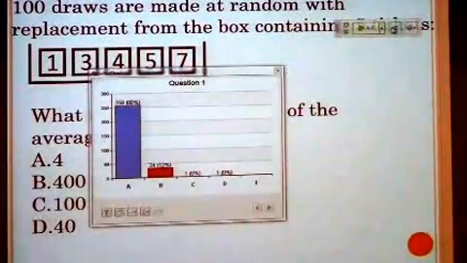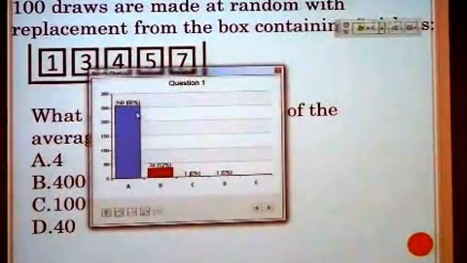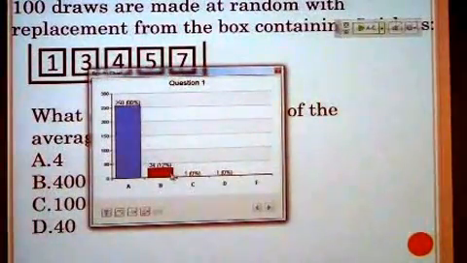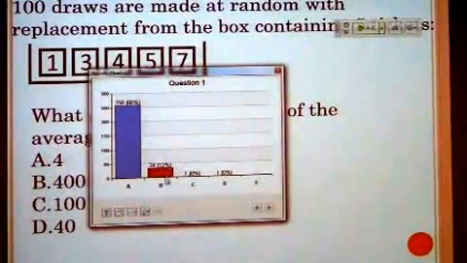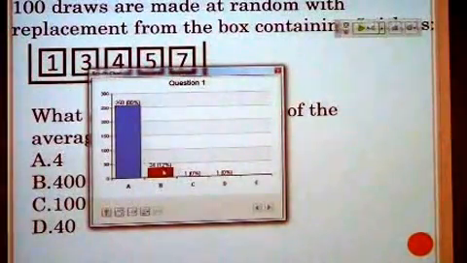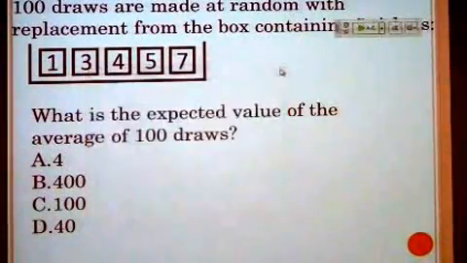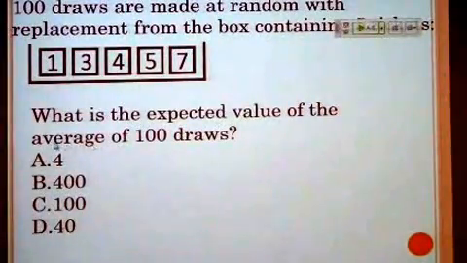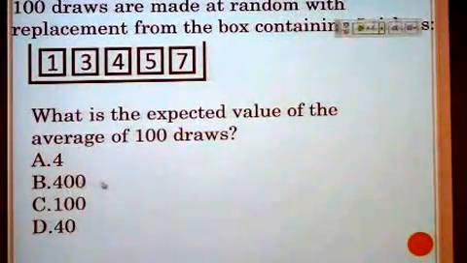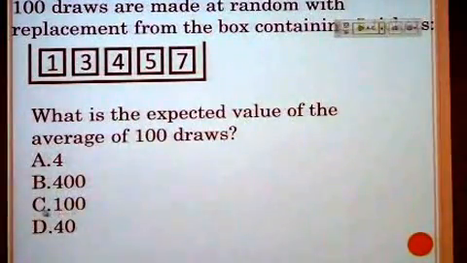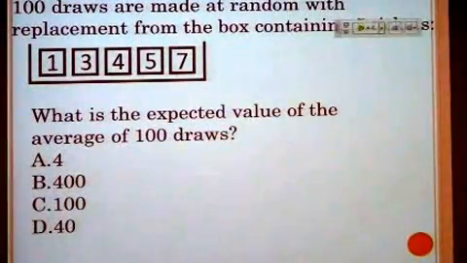Okay, the average of the box is 4, so you'd expect the expected value of the sum here. People who answered 400 are thinking n times the average of the box. That's if we summed them all up. That's not what we're doing. We just wanted the expected value of the average, not the sum. That's why it's not 400. Okay, so let's go to the next one.